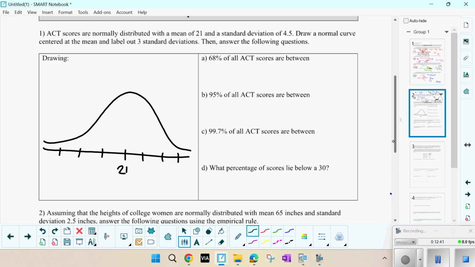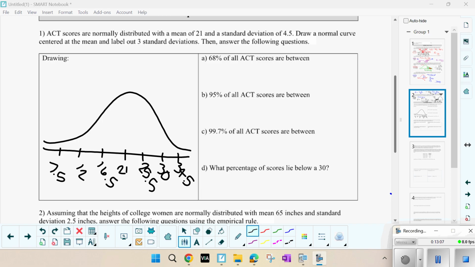Okay, ACT scores are normally distributed with a mean of 21, standard deviation of 4.5. We're going to draw the normal curve, label out 3 standard deviations each direction, and then answer our questions. So we know that 21 is going to go in the middle, that's our mean, and then add 4.5 3 times, and then subtract 4.5 3 times, and come up with your number line. And these are the numbers you should have come up with on your number line.